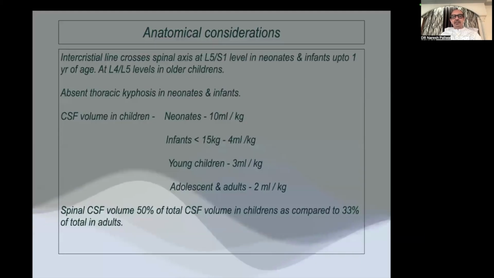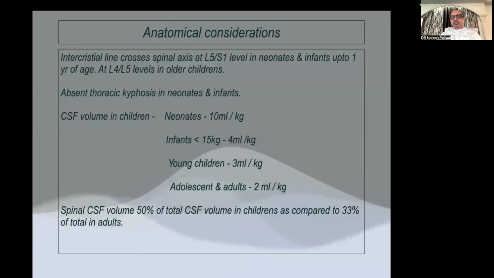The intercristal line, which we take as a landmark for giving lumbar spinal, also holds true, even though there are differences in the conus medullaris and so on, because the sacrum is slightly cephalad placed. That's why the intercristal line crosses the spinal axis at the L5-S1 level in neonates and infants up to 1 year of age, and at the L4-L5 level in older children. So you can take the same intercristal line as a landmark for counting the spaces. There is absent thoracic kyphosis in neonates and infants. That's why you should avoid lifting the legs immediately after giving spinals, especially when using hyperbaric drugs. There are chances of high spinal or total spinal in such patients.